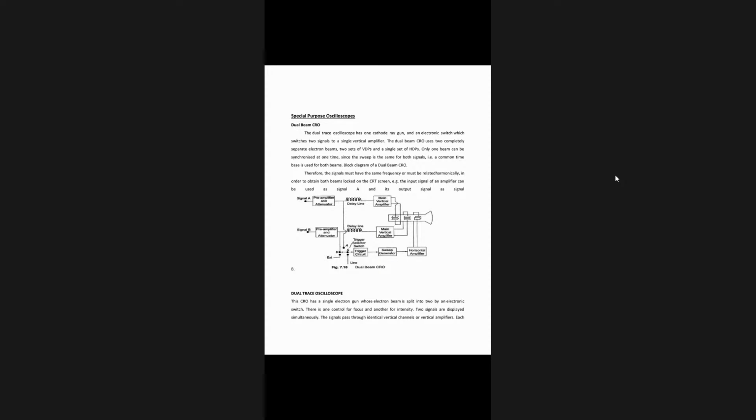So there are signal A and signal B. Signal A means we are applying a signal A which we want to measure. Then it is pre-amplified and an attenuator is provided. Then the delay line is there. The purpose of the delay line is to synchronize with the time-base generator.